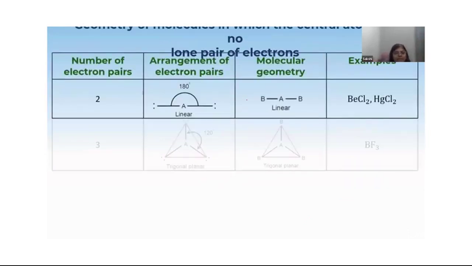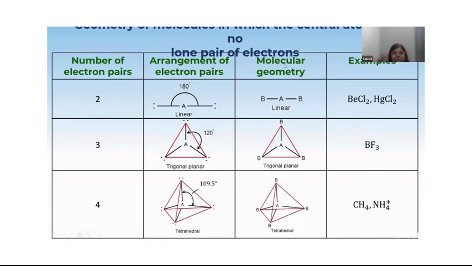Let us study. In this case, what I am showing you is that the geometry and shape are both equal, right? Here the geometry is equal to shape because there are no lone pairs. There are only bond pairs, right? So here we have only bond pairs, no lone pairs. So geometry and shape are equal. So let me consider BeCl2, right?